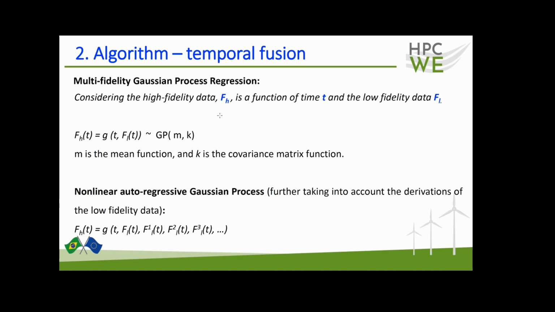For the algorithm of the temporal fusion, we use multi-fidelity Gaussian process. Our technique uses two different layers, which considers the high fidelity data FH as a function of the time and the low fidelity data FL. And then we perform Gaussian process, which consists of a mean function M and a covariance matrix K. They follow the Bayesian approach, which measures the uncertainty between the observed and the predicted data.